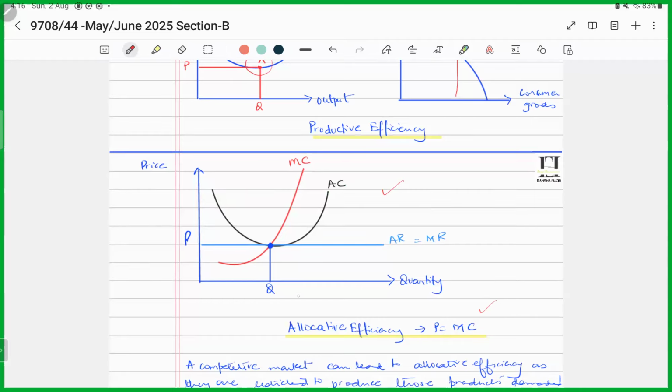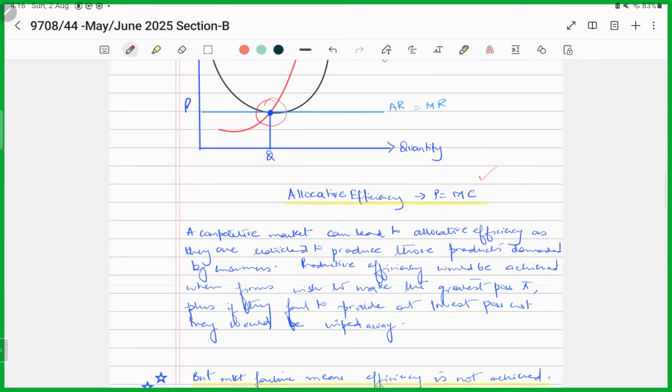And notice this is the situation, right? Now what's happening? You're going to be talking about a situation of perfect competition. You're going to be saying that a competitive market can lead to allocative efficiency. Why? Because they are restricted to produce only those goods and services which are demanded by the consumers. Productive efficiency would also be achieved. How? When firms are going to maximize their profit, plus if they fail to provide at the lowest possible cost, they are going to be wiped away because they won't be able to survive the competition from the other firms, right?